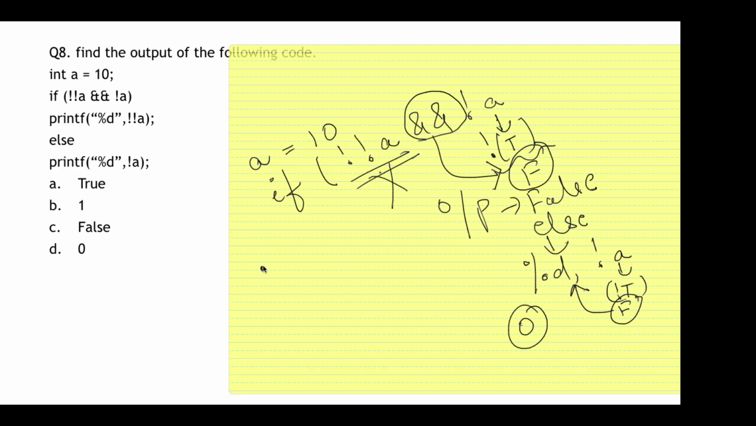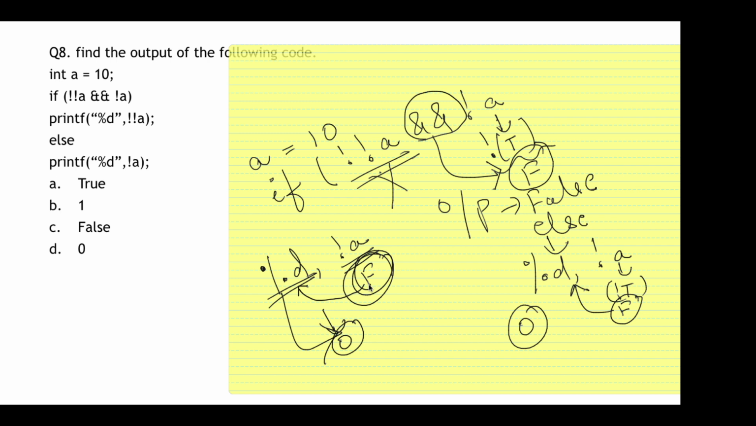If it is printing %d not of a, this means the value is false. So for %d of false, don't tick at false, tick at 0, because %d implies an integer, it can't take a character array. So it can't be false, it has to be 0. So your answer is option D, that is 0.